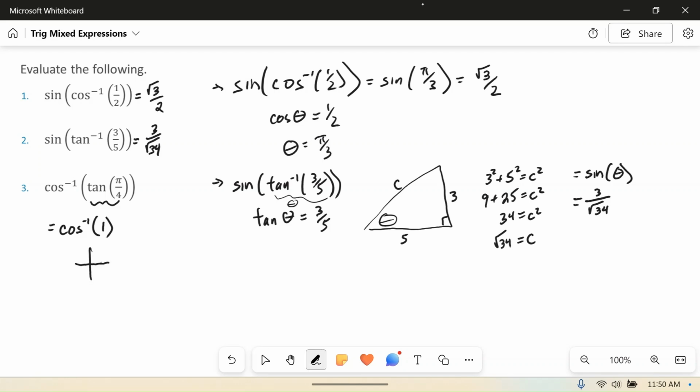We can again use our unit circle to figure out the inverse cosine of 1. Remember, when we do inverse cosine, we need to find an angle between 0 and pi. And remember, cosine is the x-coordinate, and the point (1, 0) has an x-coordinate of 1. That corresponds to an angle of 0. So that means the inverse cosine of tangent of pi over 4 is equal to 0.